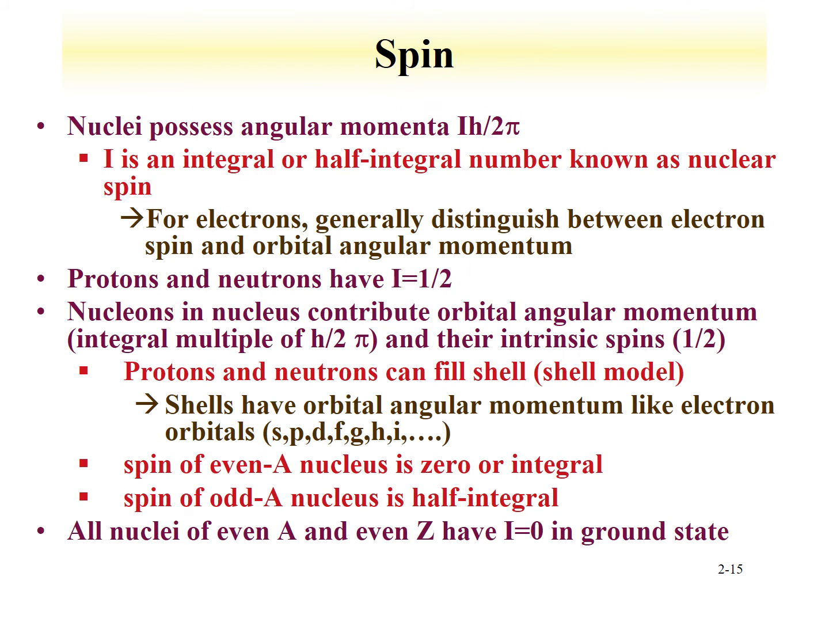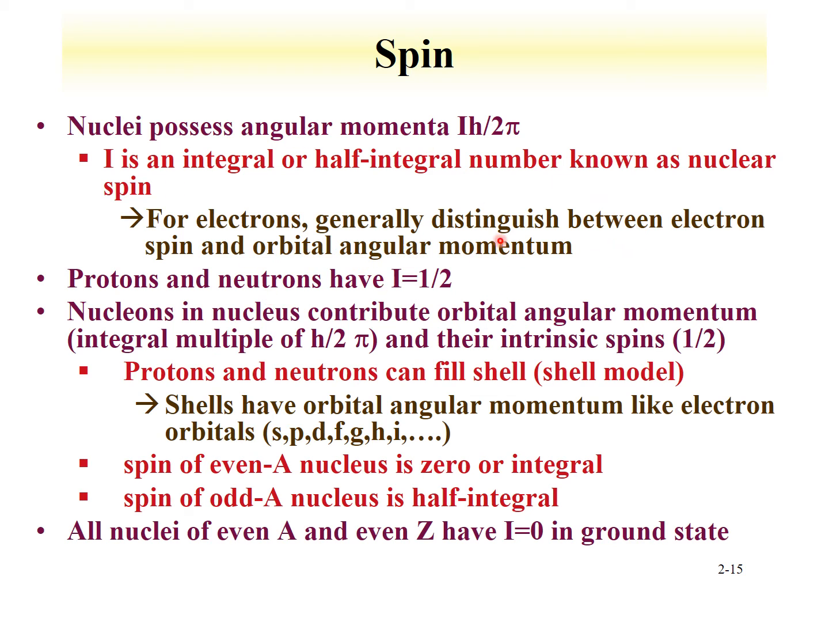All right, we're going to complete lecture 2 by reviewing some properties of the nucleus that you may already be familiar with. And one is spin. We know that nuclei possess angular momenta that can be described through this term, where I is an integer or half-integral number. That's where your nuclear spin comes in. You've used this in NMR. We want things with spin 1/2. Electrons generally distinguish between electron spin and orbital angular momentum. So again, what you may have learned about electron spin has correlations with neutron and proton spin.